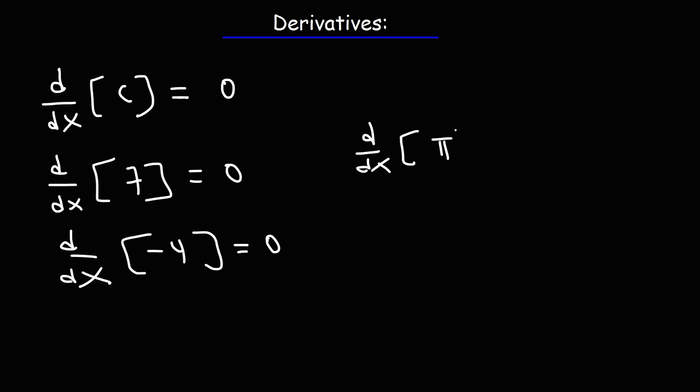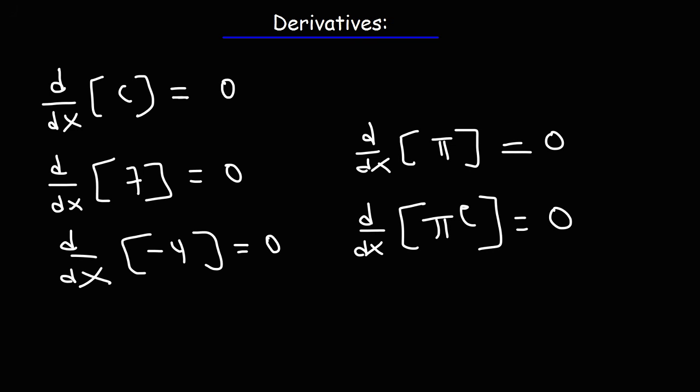Pi is just a number. There's no variable to it. So the derivative of pi is 0. The derivative of pi to the e, that's also 0. Both pi and e, they're just a number. So if you don't have a variable, if you just have a constant, the derivative of any constant is always 0.